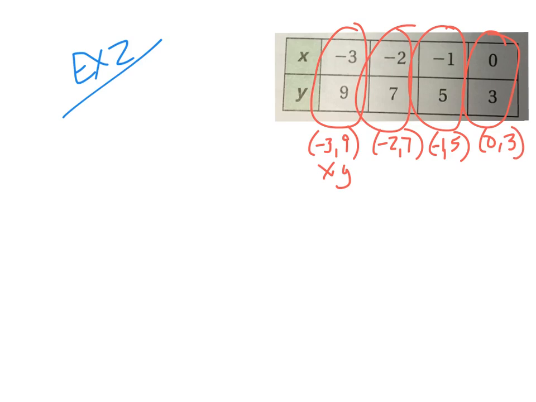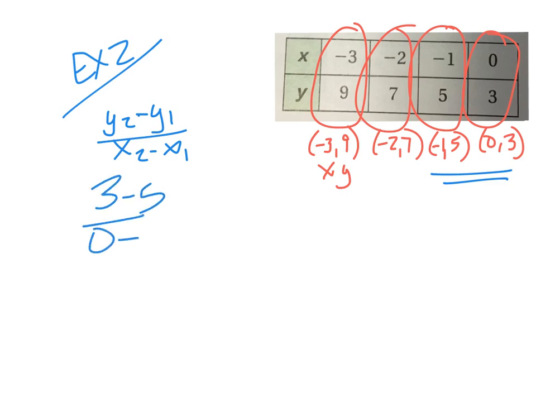So I can use any two of these points to find my slope. It doesn't matter which two you use. I'm going to use these last two because I think the math will be easy. So again, you're doing y2 minus y1 over x2 minus x1. So I have 3 minus 5 over 0 minus a negative 1. Now when you have minus a negative 1, it becomes a positive. So 3 minus 5 would be negative 2, and 0 plus 1 would be 1. That just makes your slope negative 2.